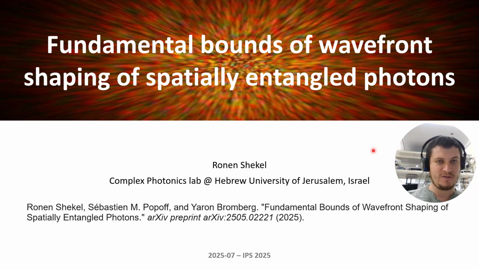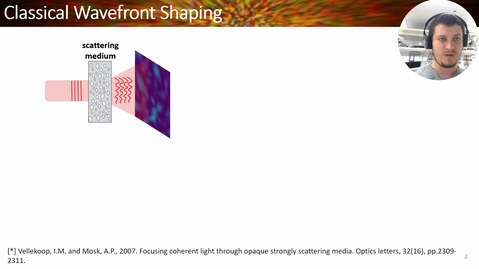I'm a PhD student in Johan Bromberg's lab in the Hebrew University, and I will talk to you today about the fundamental bounds of wavefront shaping of spatially entangled photons. Classical wavefront shaping deals with light, such as a laser, propagating through some scattering medium, which results in a seemingly random interference pattern, which we call a speckle pattern.